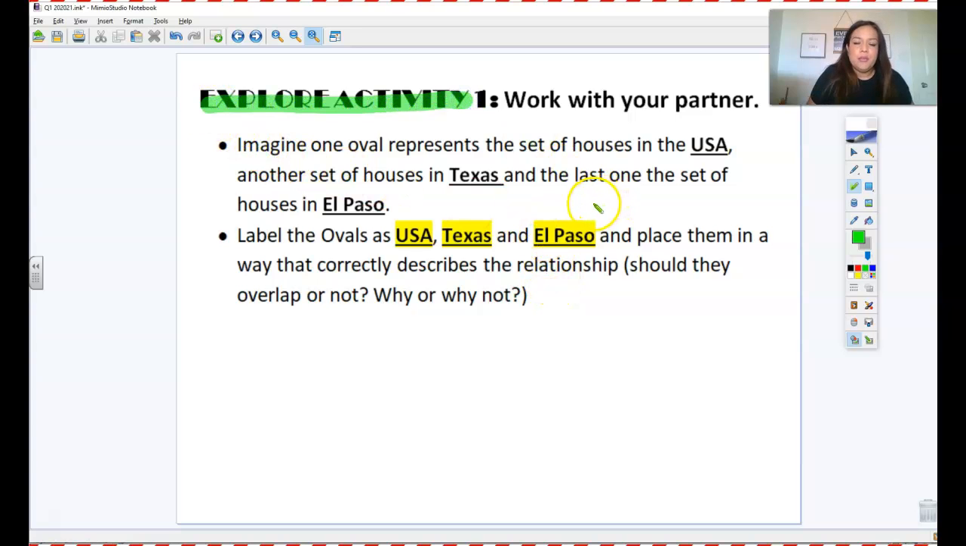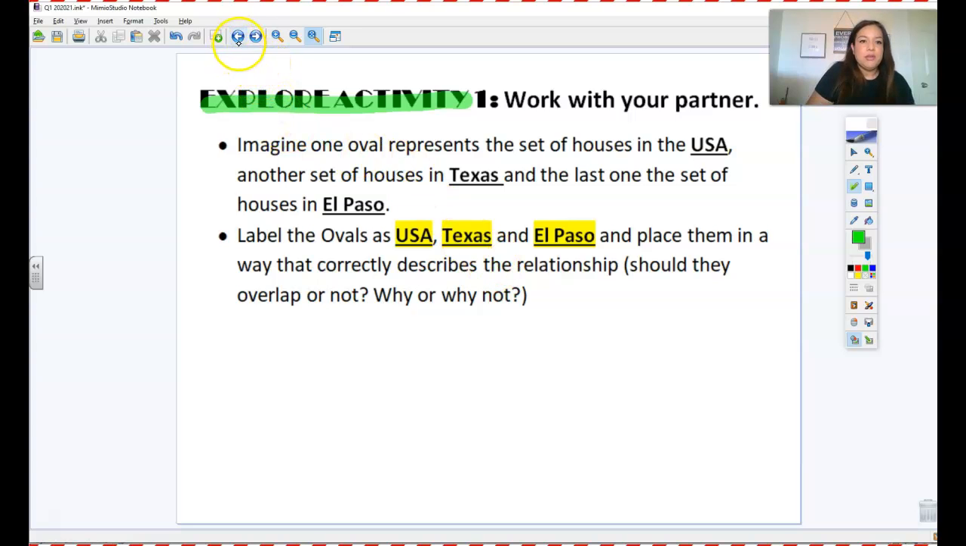So work with a partner. In this case, we're going to work alone. Imagine an oval. One oval represents a set of houses in the United States. Another oval represents a set of the houses in Texas, and then the last one, the set of houses in El Paso. Label the ovals as USA, Texas, and El Paso, and place them in a way that correctly describes the relationship.